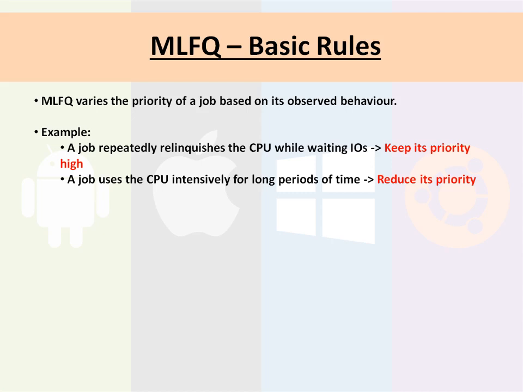A job that uses the CPU intensively for long periods of time, we want to reduce that job's priority. So here we are saying that we should process processes which actively allow for other processes to be processed first, and those that intensively utilize the CPU for longer periods of time, we should process those last.